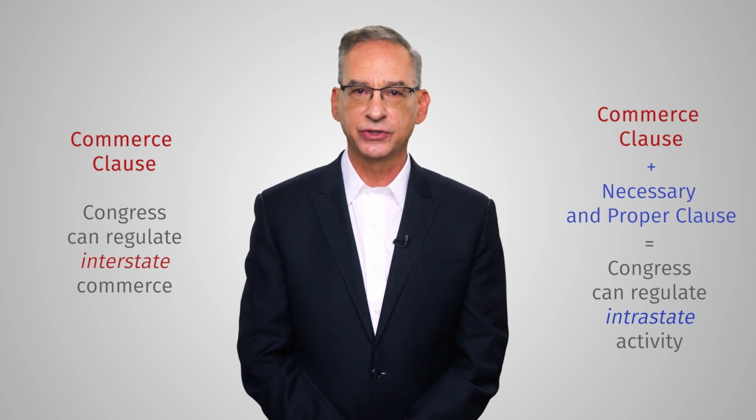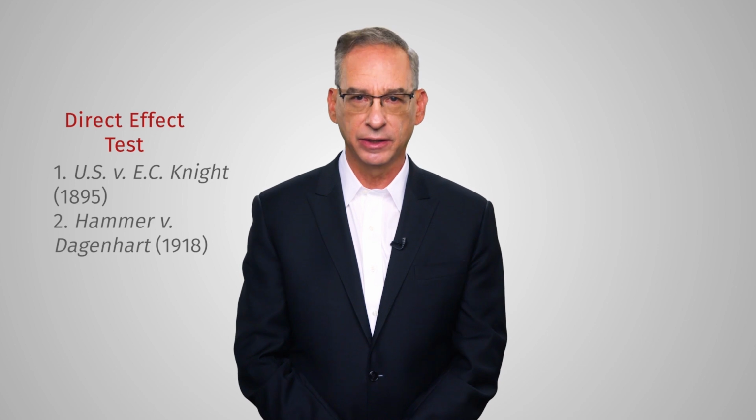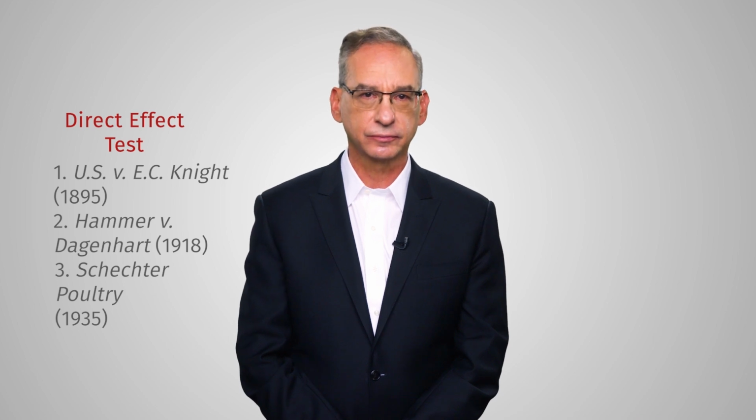Over the decades, the Supreme Court has adopted different tests to determine what kind of intrastate activity Congress can regulate. During the Progressive Era, the Court applied the so-called direct effect test. In E.C. Knight, in 1895, Hammer v. Dagenhart, in 1918, and Schechter Poultry in 1935, the Court held that Congress could only regulate local activity that had a direct effect on interstate commerce.